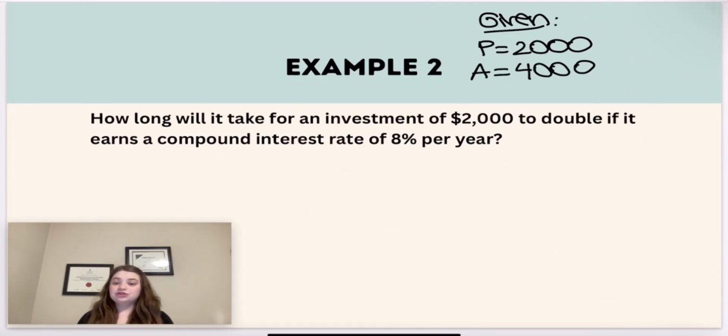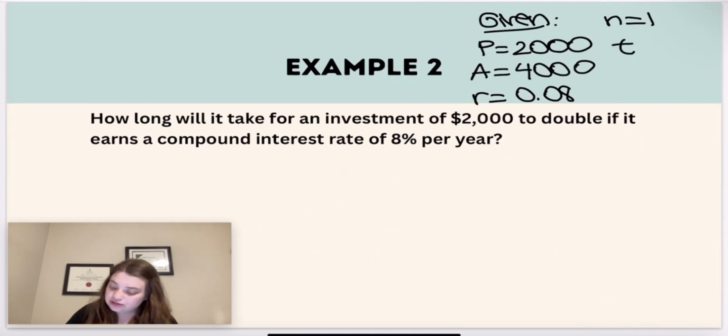Then the annual interest rate R is equal to 0.08. We're going to assume that N is 1 because they didn't specify otherwise. They didn't say that it was compounded more than once per year. And then the thing that we're looking for is T. T is what we do not know in this situation. So I'm going to write all this in, and then we'll be good to go.